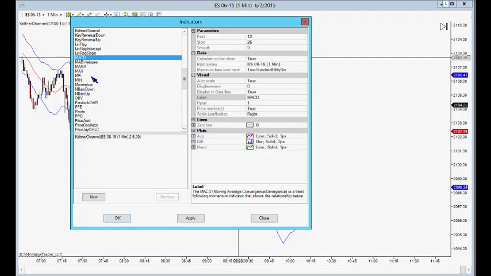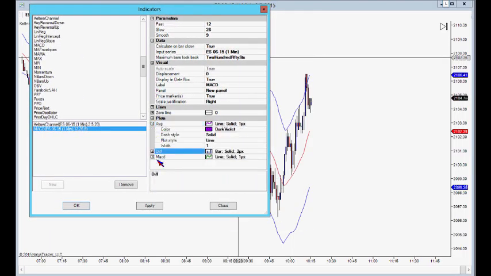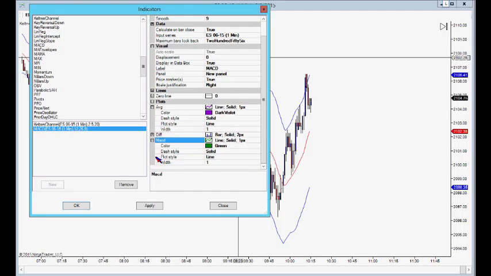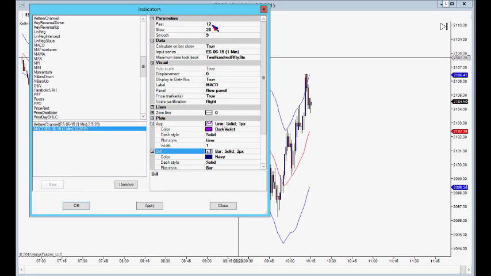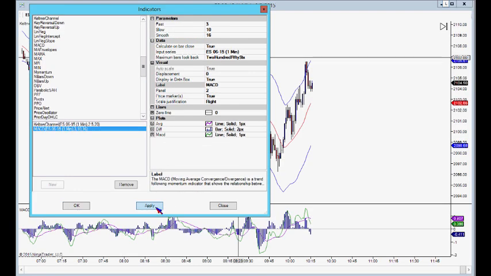MACD, new. MACD, new. Average, difference, MACD. Okay, up here: fast 3, slow 10, smooth 16. 3, 10, 16. Just hit apply and see how it looks. It looks weird. Okay.